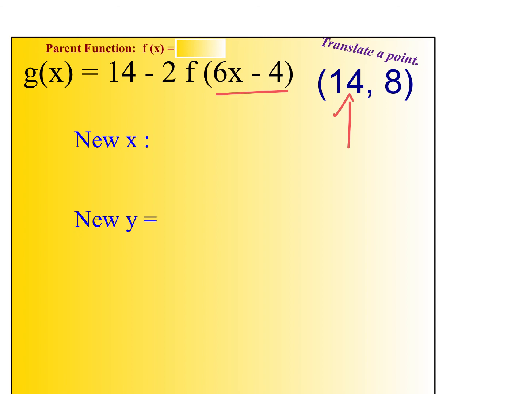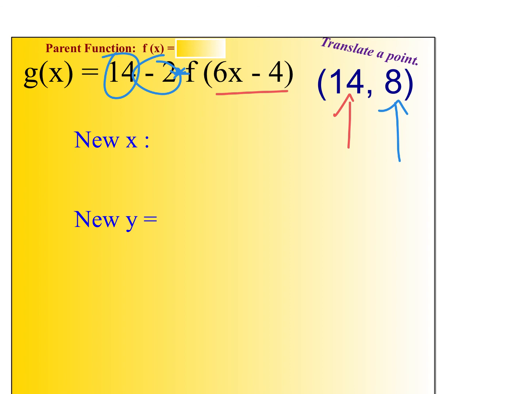And on the y value, just keep it simple. Take the 8 and trust these things. Remember, that's a negative 2 times. There's a times in there. I'm going to pause for a sec while you try that one. So let's see how you did.